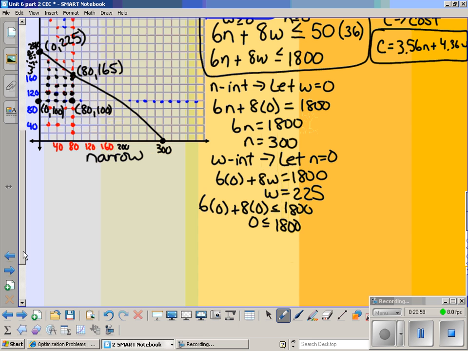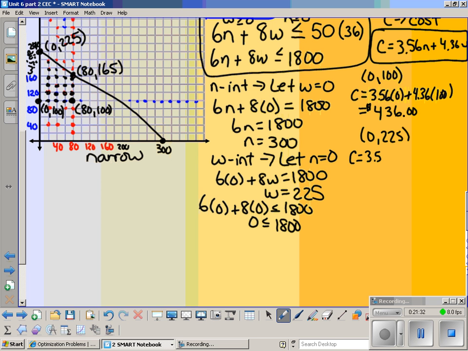So I go over to my cost function, and if I start with 0 and 100, keeping in mind that the x value is your n, that's your narrow axis. So I'm going to have 3.56 times 0 plus 4.36 times 100, and I will get $436. Next, we can try 0 and 225. So I'm going to have a cost of 3.56 times 0 plus 4.36 times 225, and I'm going to get a value of $981.